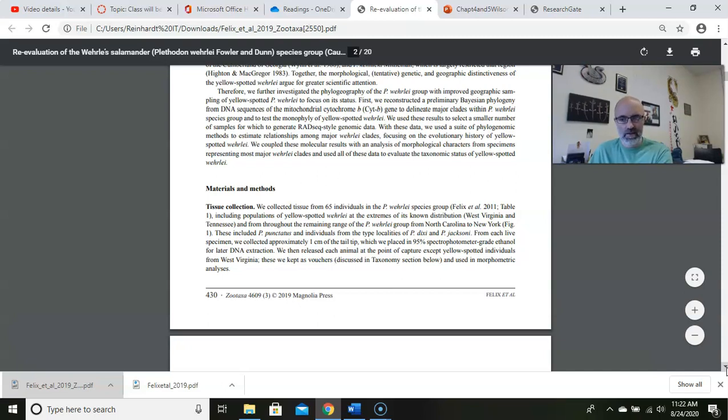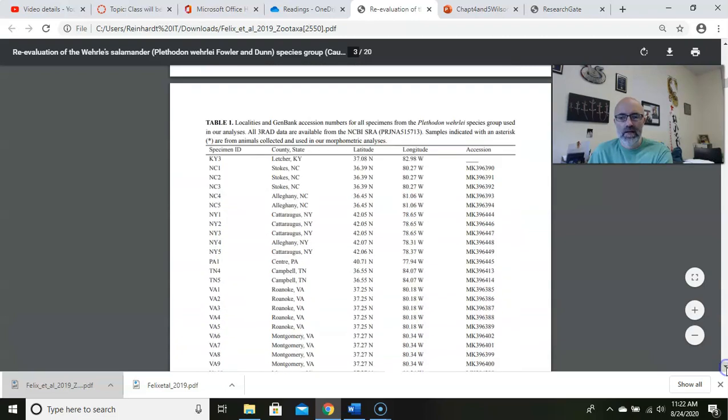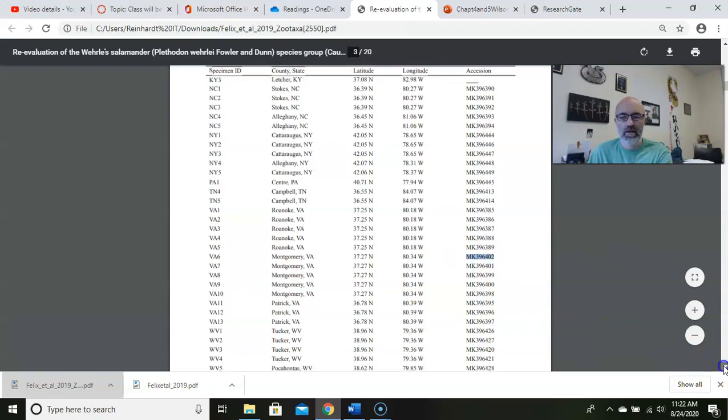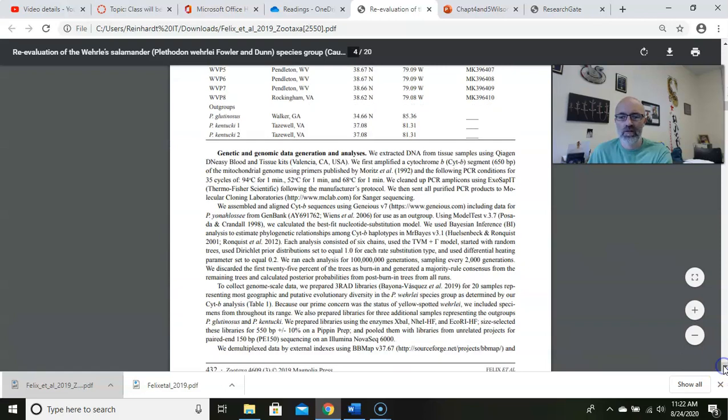Okay, so the first part of the methods describes how and where we collected animal tissue from and how that fits in with those 5 groups. You can read through that. This table has the actual specimen IDs. Each of these specimen IDs was an animal collected from Letcher County, Kentucky. This is exactly where, and then this tells us where you can find that actual genetic sequence on GenBank. Okay, so there's all the animals, 65 of them.